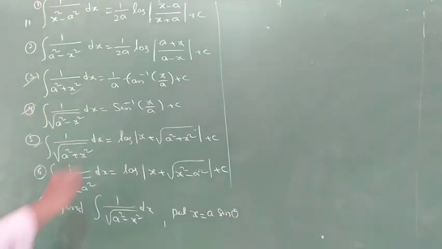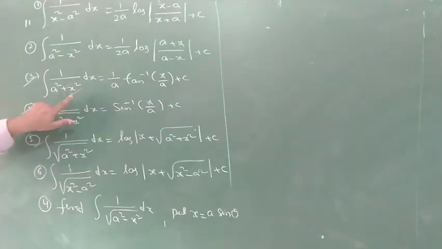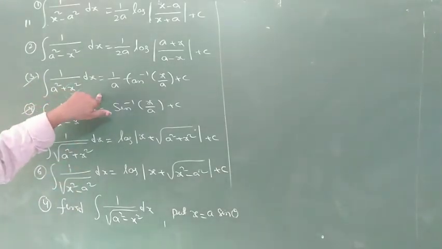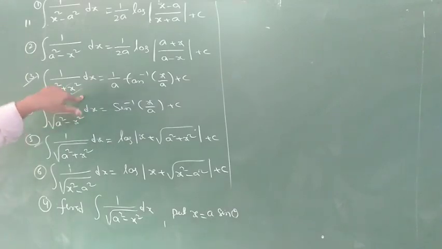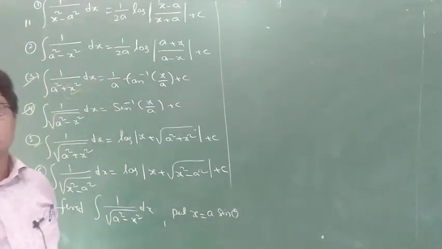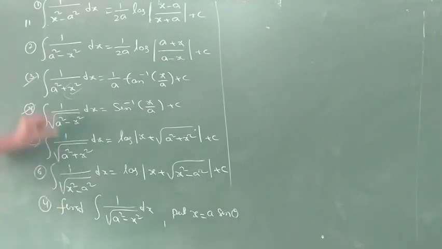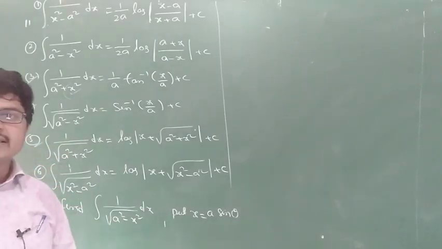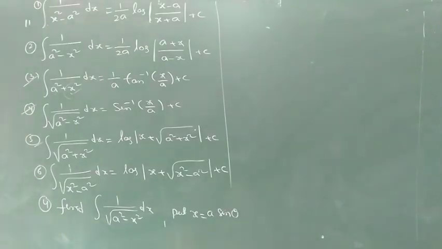What is x? You have to take it correctly, so the problem comes out maximum correct. The main one is this: a square plus x square, x is equal to a tan theta; a square minus x square, a sin theta; x square minus a square, a secant theta.